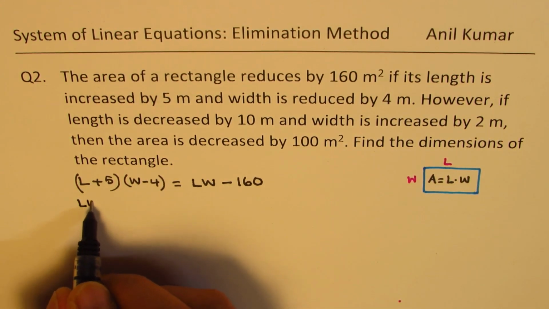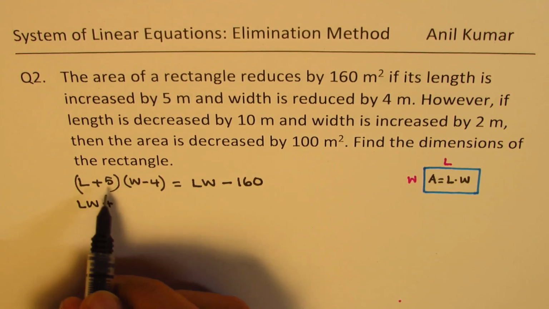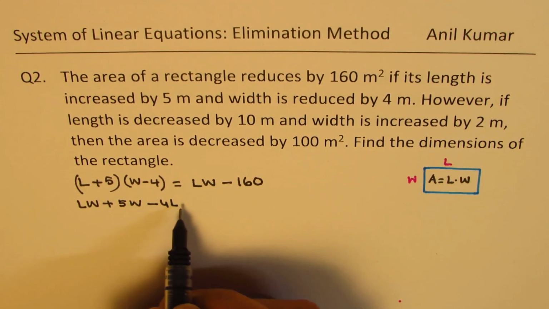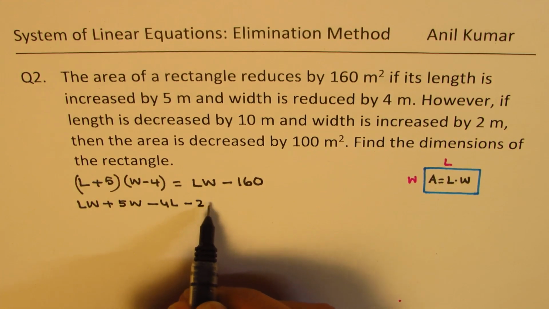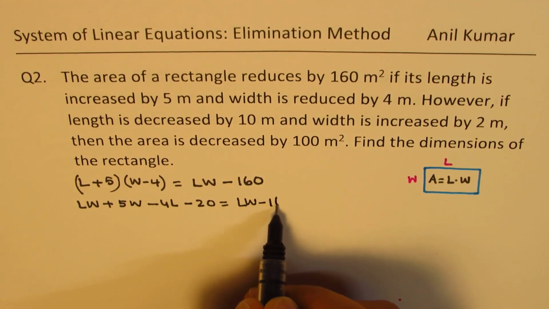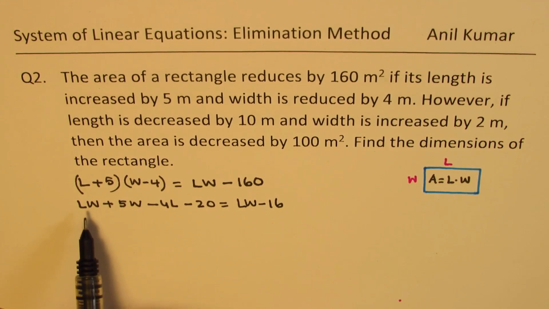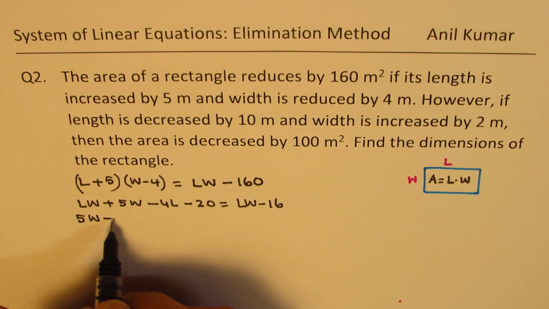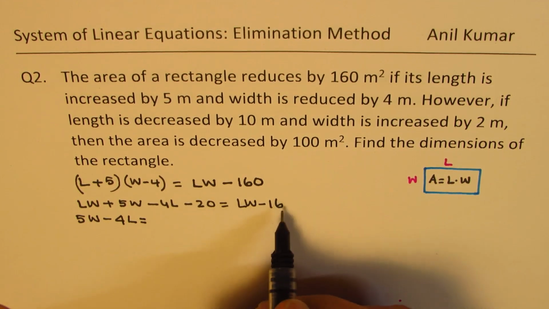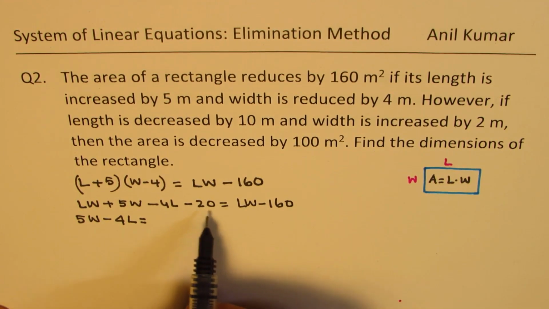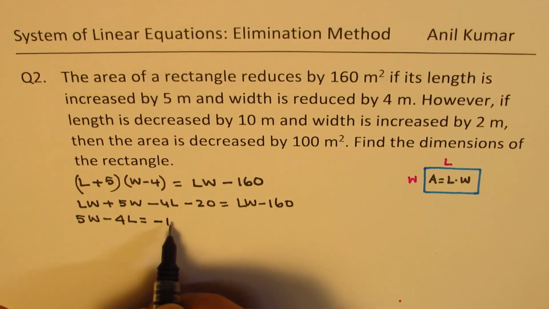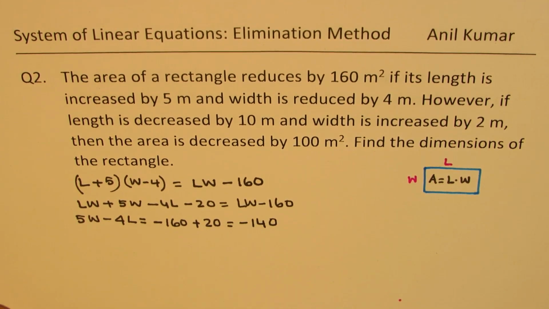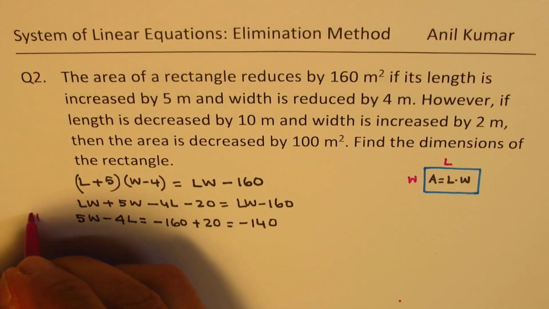So we get length times width plus 5 times width minus 4 times length minus 20 equals length times width minus 160, right? So in this equation, length times width cancels. What you're left with is 5 times width minus 4 times length equals, taking minus 20 to the other side, minus 160 plus 20, or minus 140. So that becomes one of your equations. We'll call this equation number 1.